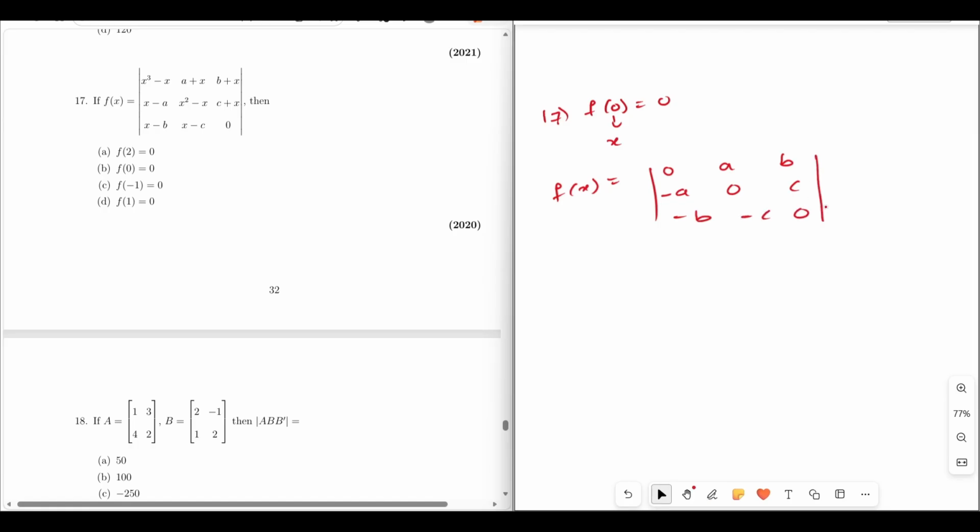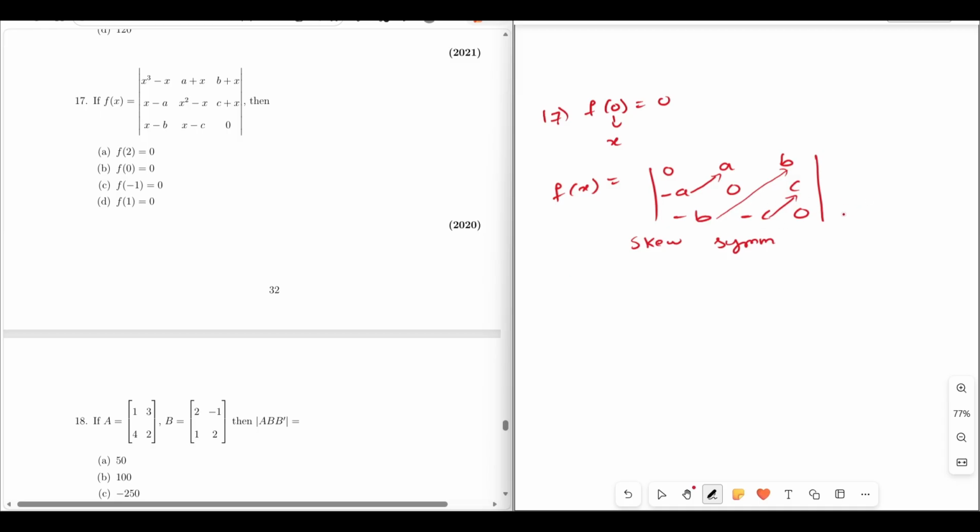Very simple. You don't have to even find out the determinant of this. See, as soon as you get this determinant of this 3 by 3 matrix, what type of matrix is basically? You have minus A and plus A, minus B and plus B, minus C and plus C, and all the diagonal elements are equal to 0. What type of matrix is this? Yes, it is a skew symmetric matrix. Always remember this, skew symmetric matrix.